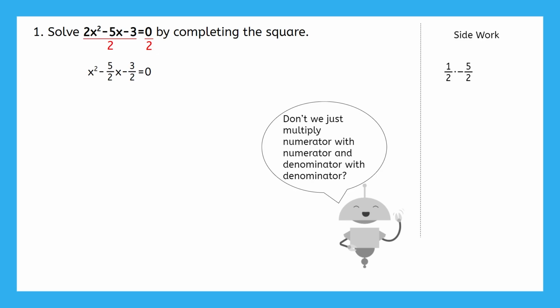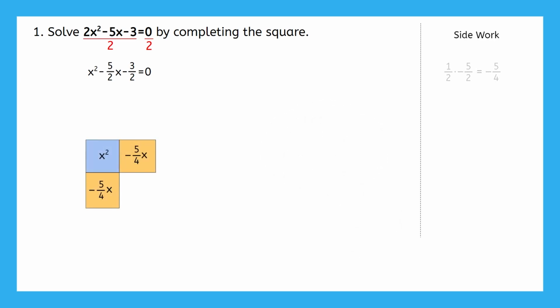Oh, that's right, Mia. To multiply fractions, we multiply numerator with numerator and denominator with denominator. So 1 half times negative 5 halves is negative 5 fourths. We then place those 2 halves in our model, and that negative 3 over 2 is an extra piece there. All these terms together equals 0.